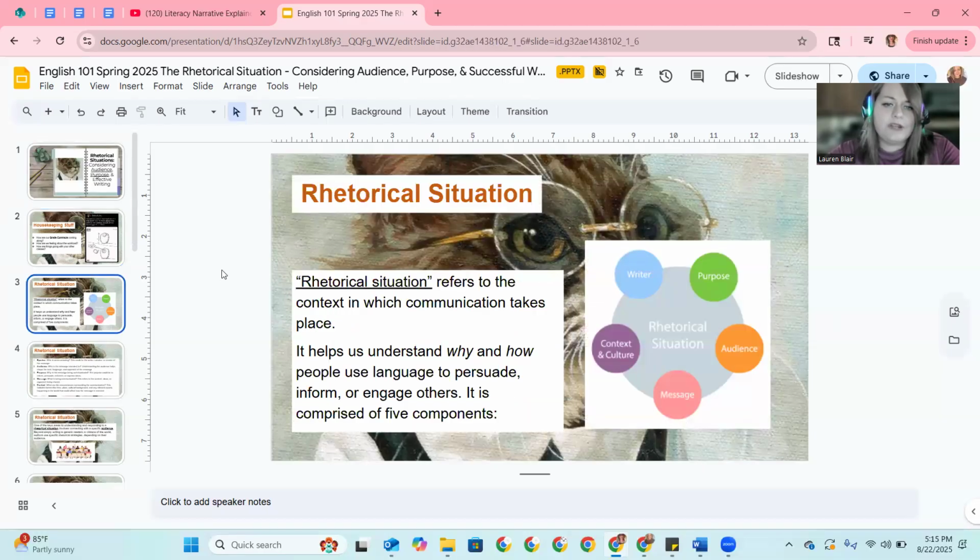So, a rhetorical situation refers to the context in which a communication is taking place. It helps us understand the why and the how people use language to persuade, inform, or engage with others. It's made of a couple of different things. We have the writer, we have the purpose, we have the audience, we have the message itself, and then we have the context and the culture that this rhetorical situation is transpiring within.